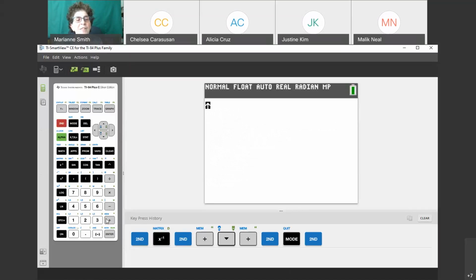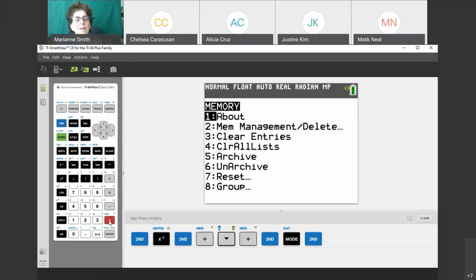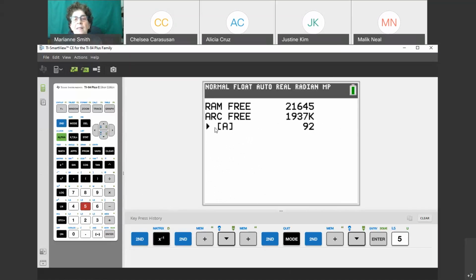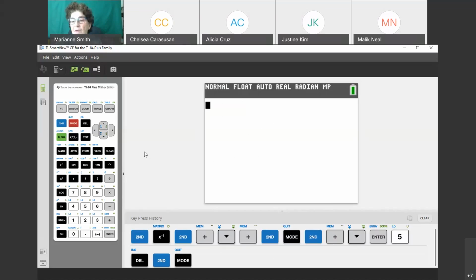All right, so basically, here I am. I'm going to go to memory management, delete. See memory up here. And the second one lets me clean up my garbage. And I have all the things I can clean up. I'm going to go down to matrix. And with the arrow pointing at the matrix I want to get rid of, I'll just say delete. And then second mode quits you out of anything you're in, you don't want to be in.